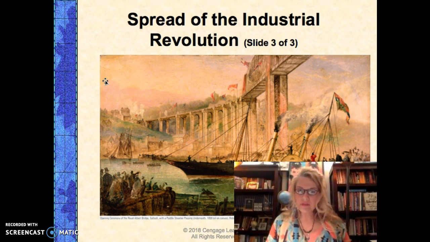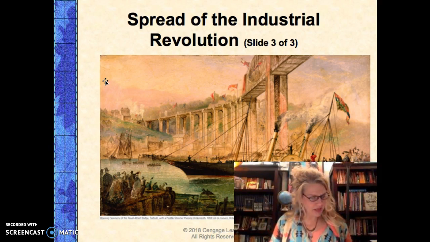Okay, so you have your key terms at the end. I would encourage you to look them up. Factory Acts, factory system, first industrial revolution, putting out system, second industrial revolution, and urban migration.